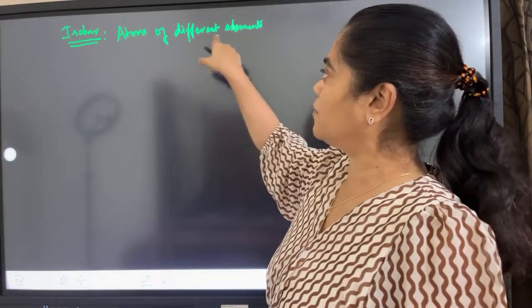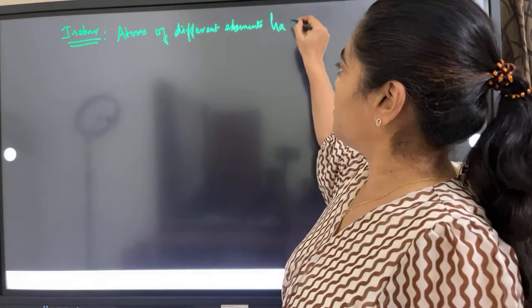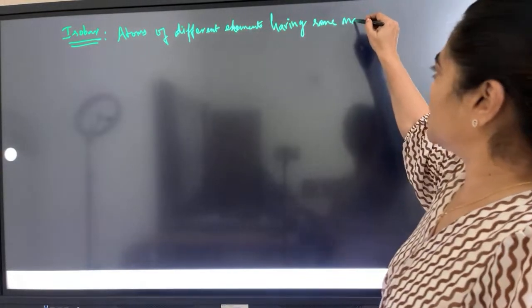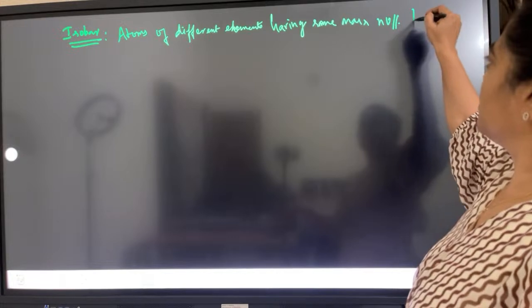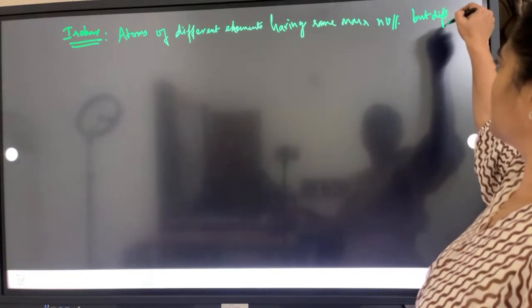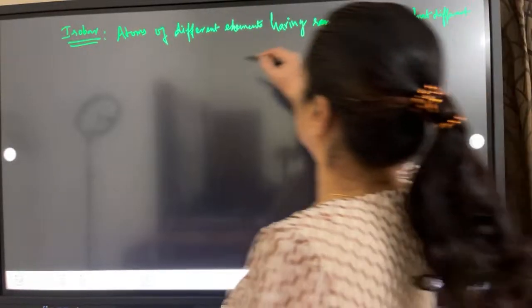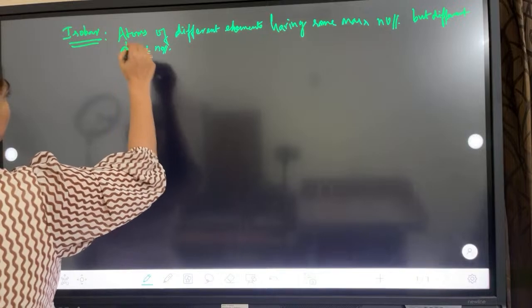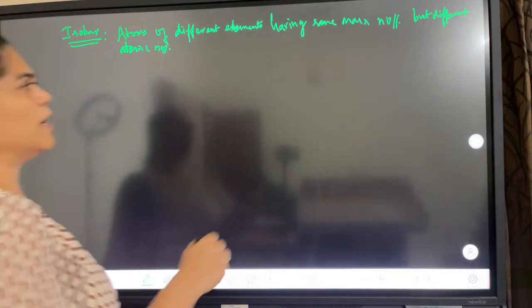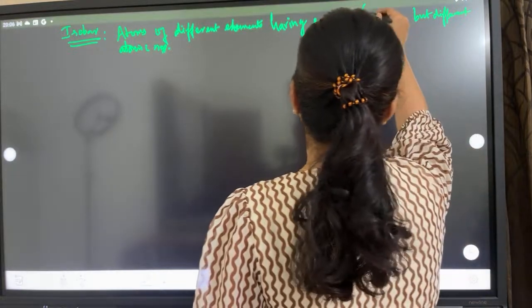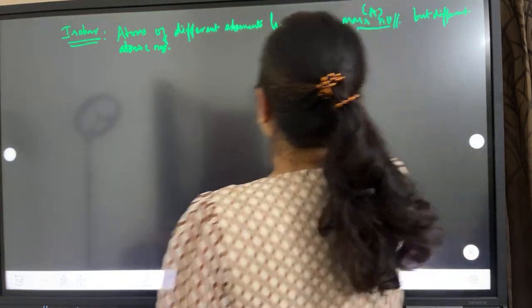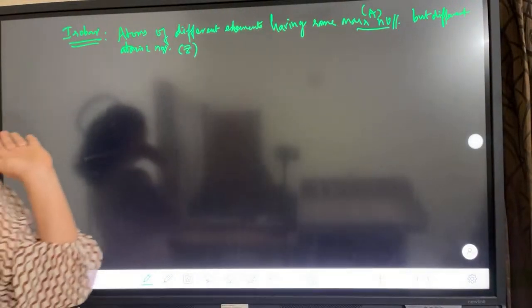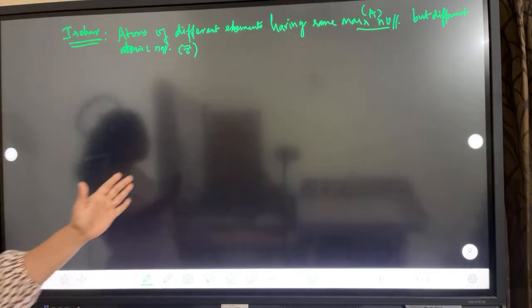So what is this? Atoms of different elements having the same mass number but different atomic number. Same mass number but different atomic number. While writing the mass number, you have to write it along with A. While writing the atomic number, write it along with Z. Always make sure you write all these things, so it will fix in your mind.